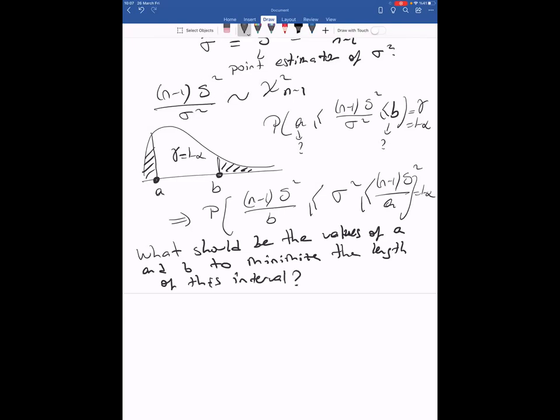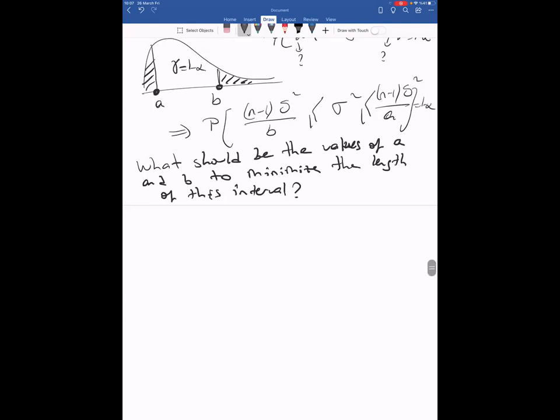Okay, so this is an optimization problem, right? So what is the length? First of all, let's find the length. Minimize the, actually, let me say, expected length, because we don't have the sample information right now. Okay, so upper bound minus the lower bound. So we have (n minus 1) S squared over A minus (n minus 1) S squared over B.